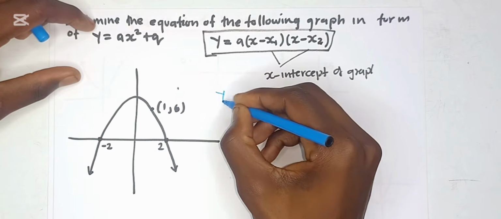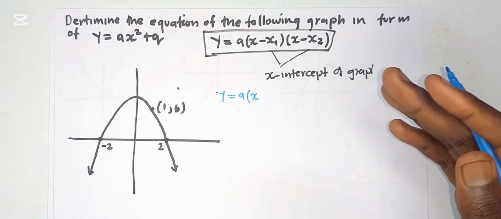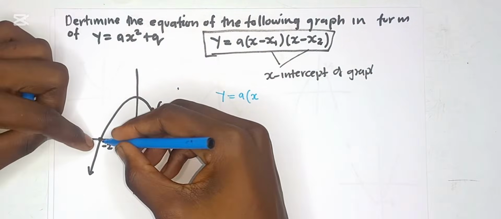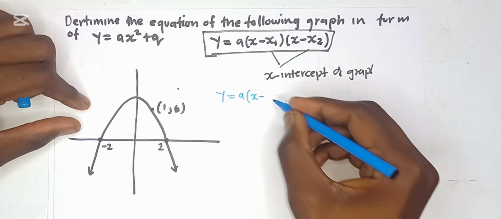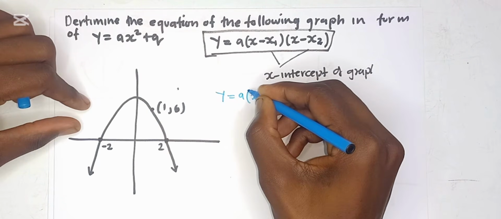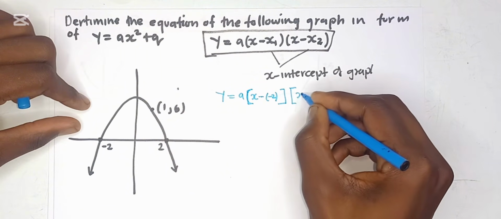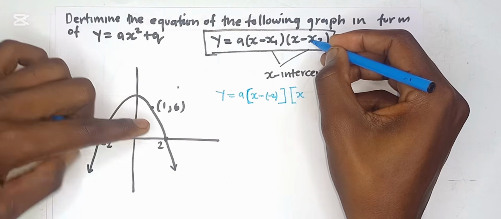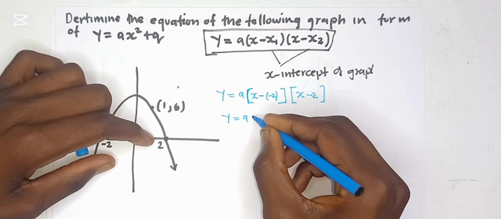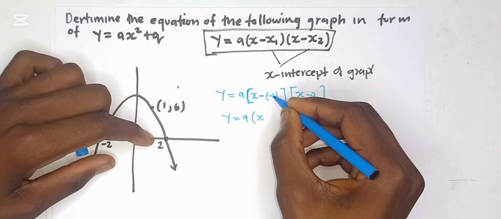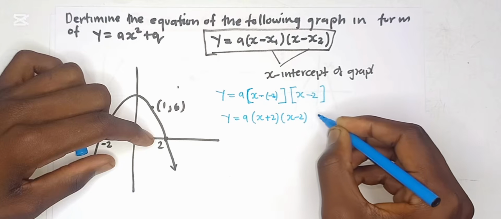So we're going to say y equals a(x, and we're going to substitute our x-intercepts. We're going to start from the left-hand side to the right-hand side. Since this one is negative, we're going to write negative. This negative comes with the formula, and then we substitute that -2 here. Let me write the bigger bracket so we can see what is going on. It's going to be x, and our second x-intercept is 2, which is -2. Let me simplify this so you can understand. It's going to be (x + 2), since negative multiplied by negative gives us positive 2, and this one is (x - 2).